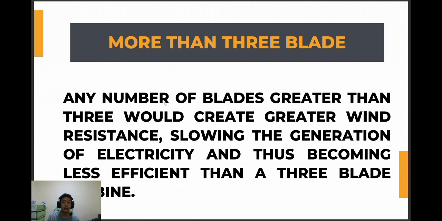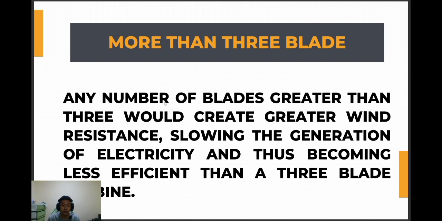Next, more than 3 blades. Any number of blades greater than 3 would create greater wind resistance, thus slowing the generation of electricity and becoming less efficient than a 3-blade turbine. So, kapag naman sumobra sa 3 blade na, sinasabi dito na greater than 3 would create greater wind resistance. Nakaka-create daw ng greater wind resistance, pero yung pag-generate ng electricity is bumabagal. And, thus, becoming less efficient than a 3-blade turbine.